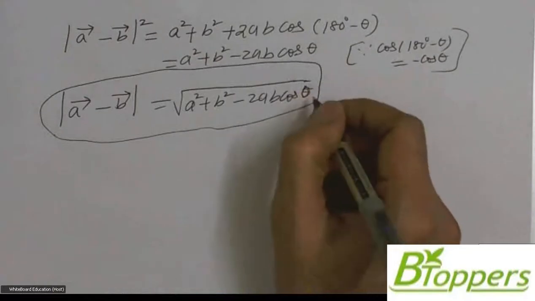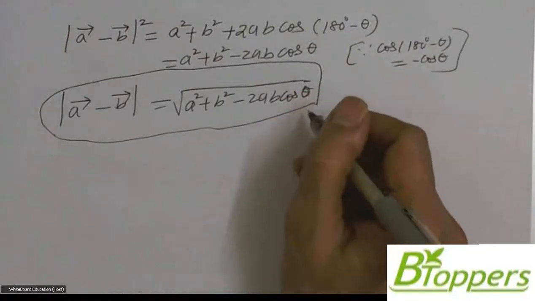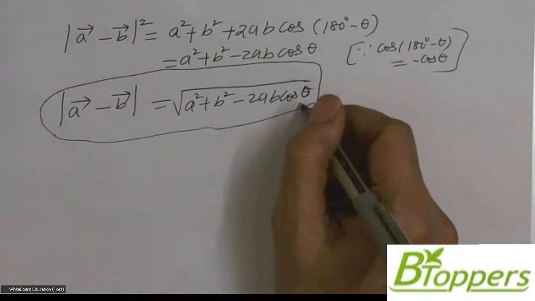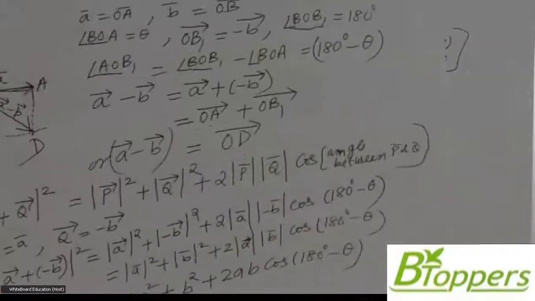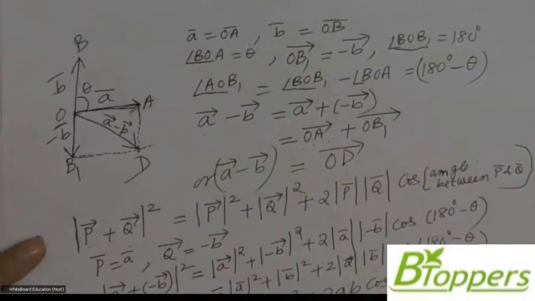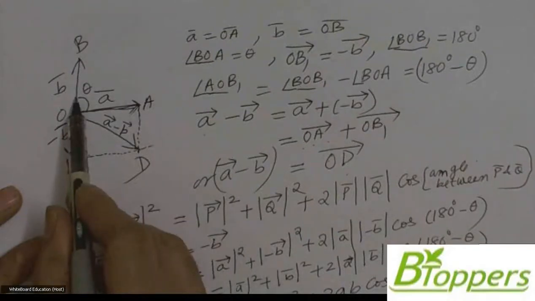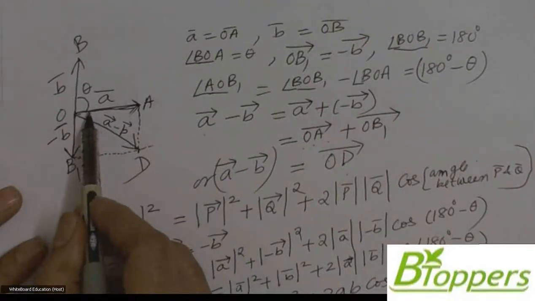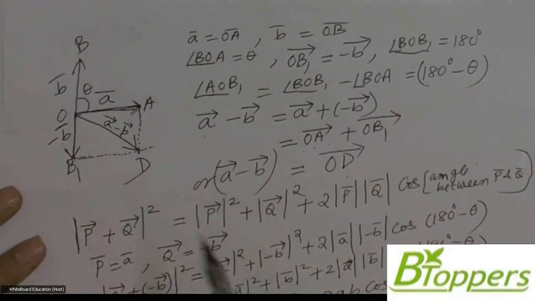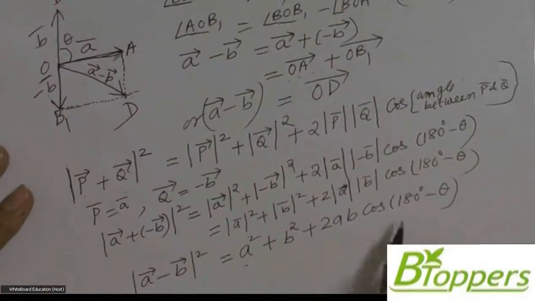This conclusion we directly use in a good number of problems, but remember that theta in this equation is the angle between the vectors a bar and b bar, not the angle between a bar and minus b bar. You can see the diagram I have drawn earlier. Theta is the angle between the vectors a bar and b bar. The angle between the vectors a bar and minus b bar will be 180 degrees minus theta.